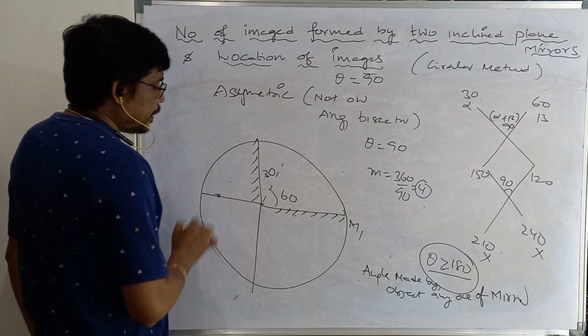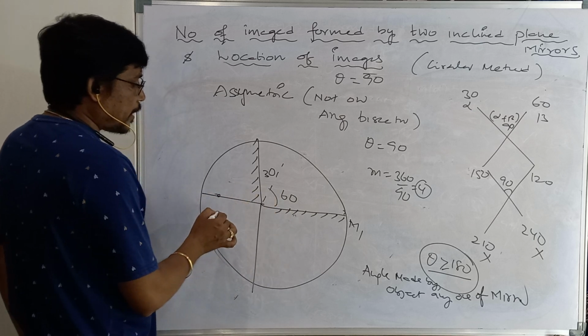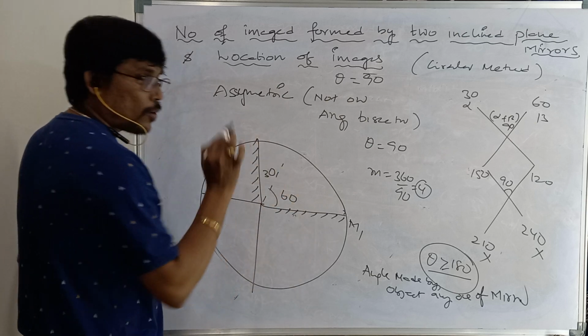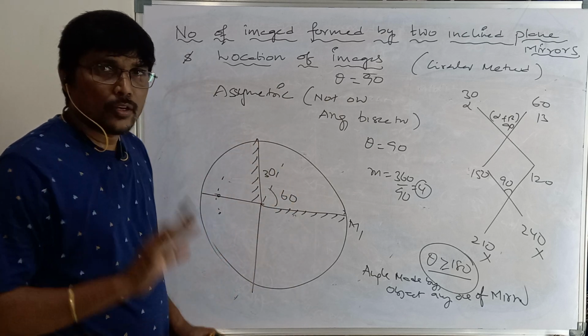Now if the angle theta is equal to 180 degrees or greater than 180 degrees, there is no reflection in this mirror, so no image is formed. I hope you understand.